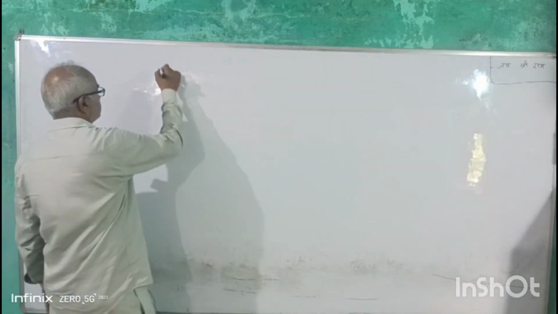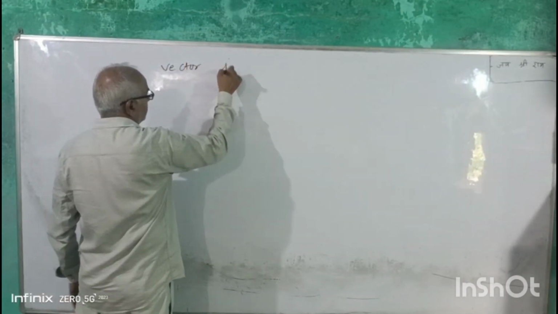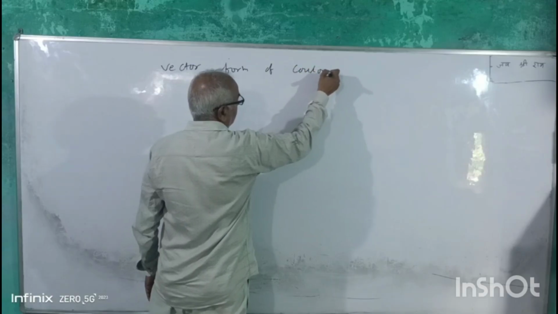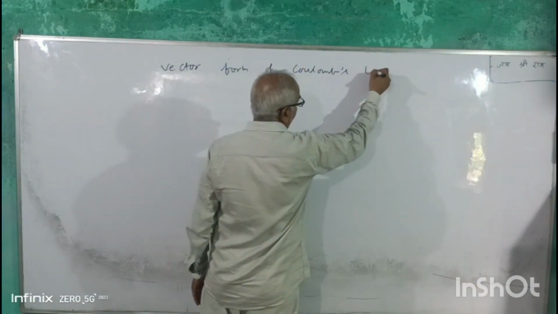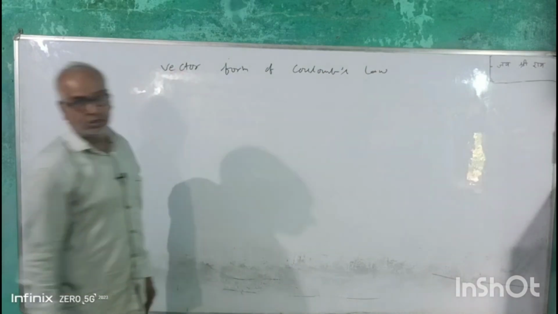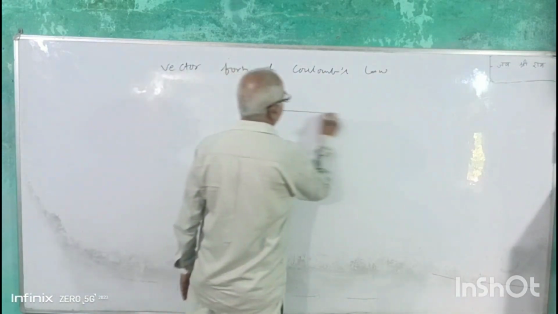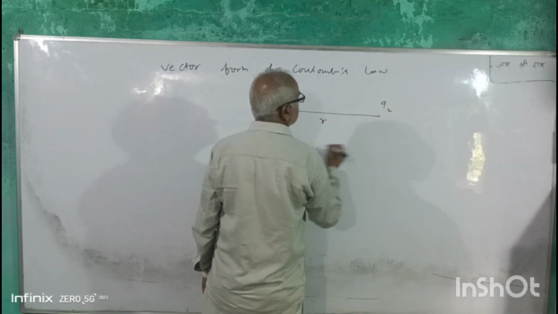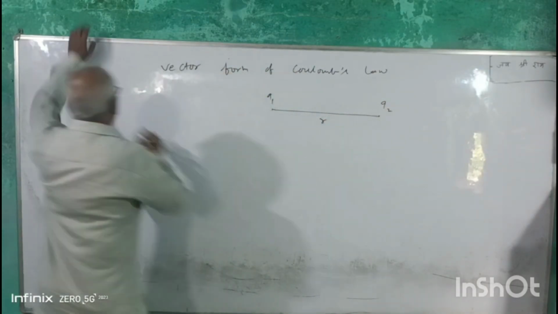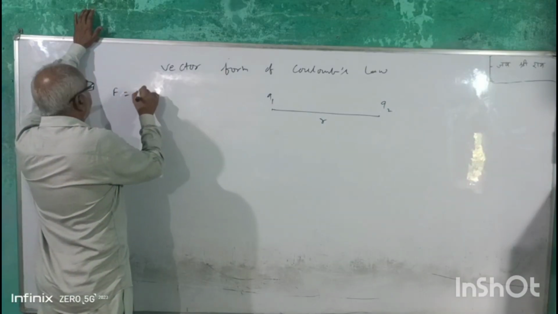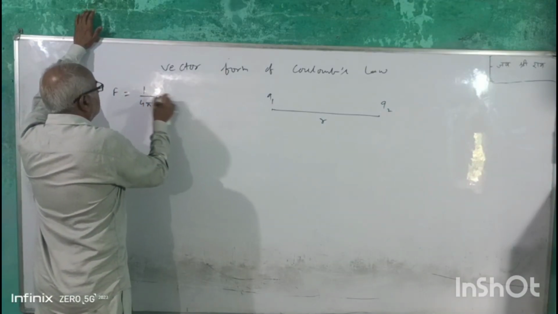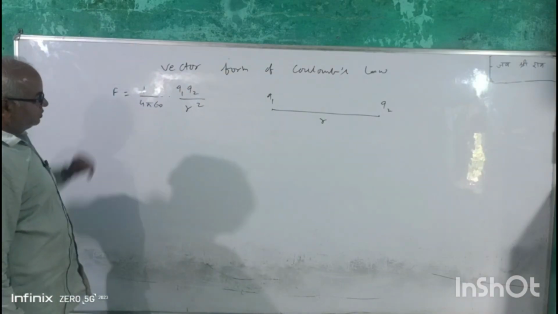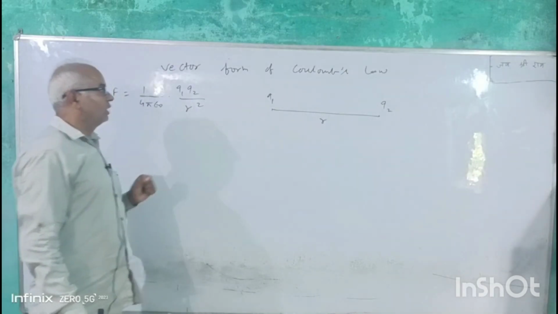Vector form of Coulomb's law. We know that the force acting between two charges kept in air at a distance r is given by F is equal to 1 upon 4 pi epsilon naught q1 q2 upon r square. So this is the scalar form of Coulomb's law.